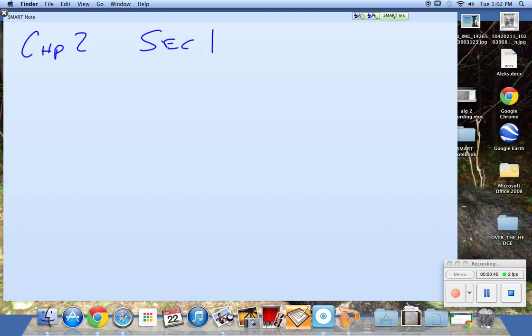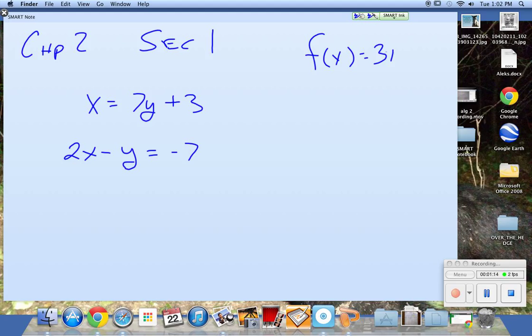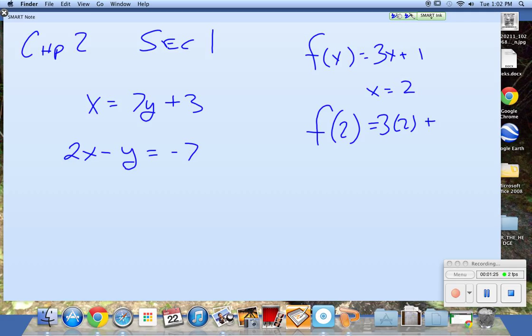Let me use an example to show you what we're doing here. x equals 7y plus 3 and 2x minus y equals negative 7. I'm giving you two equations, a lot like we did with functions. Remember, a function f of x equals, let's say, 3x plus 1, and x equals 2. We plug that 2 in and make it f of 2 equals 3 times 2 plus 1. Remember doing that kind of thing?